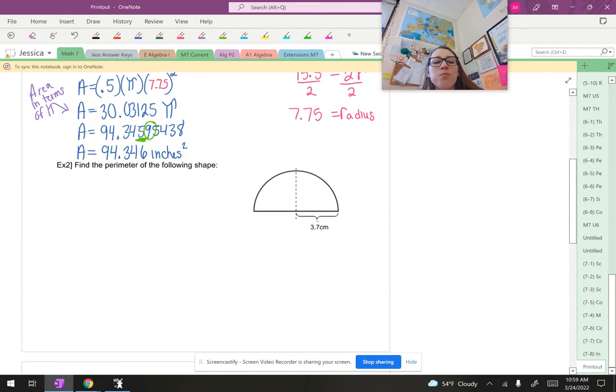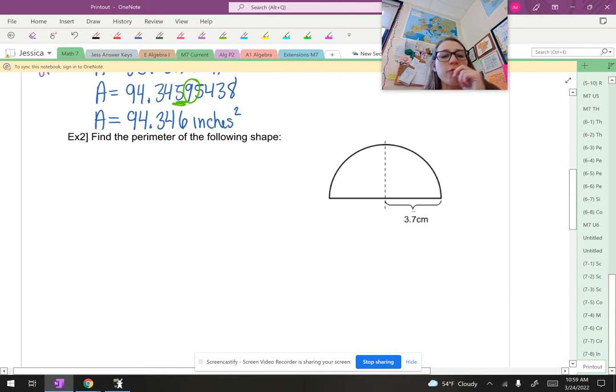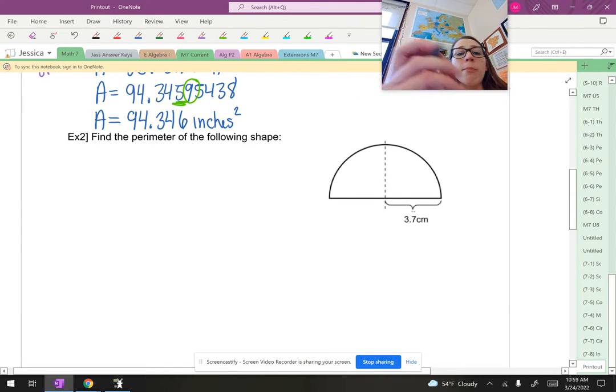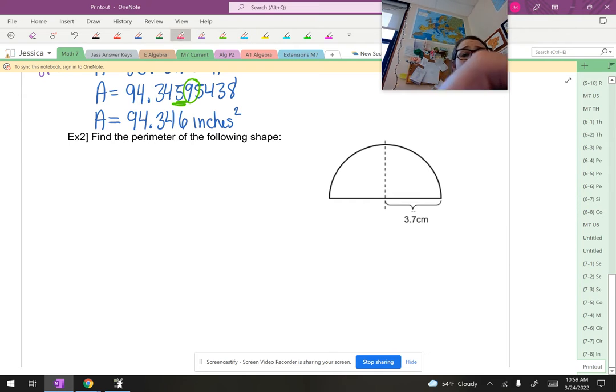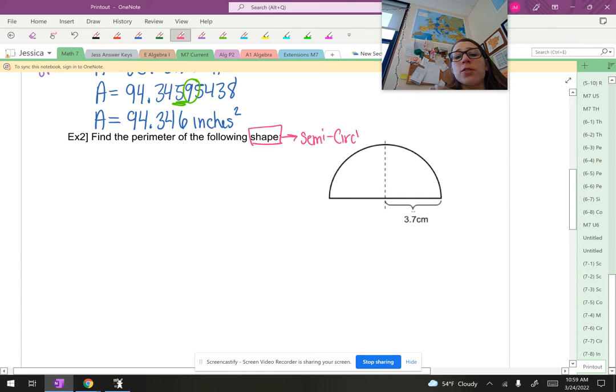7-9, example number 2. Finishing it off here. Find the perimeter of the following shape. Well, you can see that the following shape is a semicircle. Crazy, right? Because we're doing the notes on semicircles.